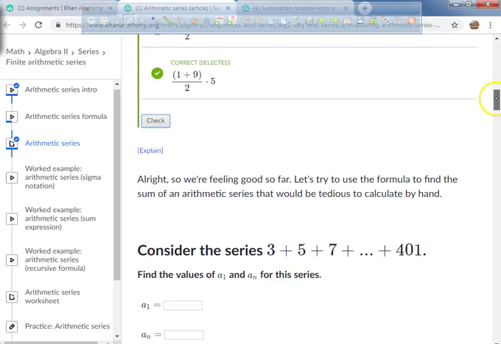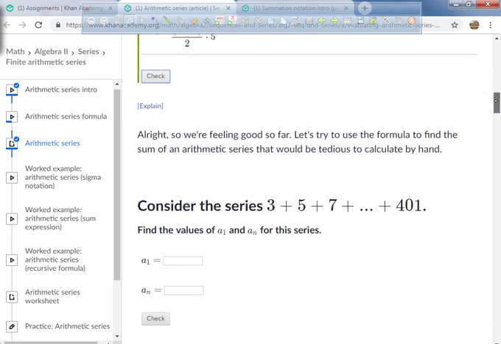Plug it in. What? Consider the series. Uh-oh. It's not ending at a 9. It's ending at a 401. Holy cow. Did you guys write that down?